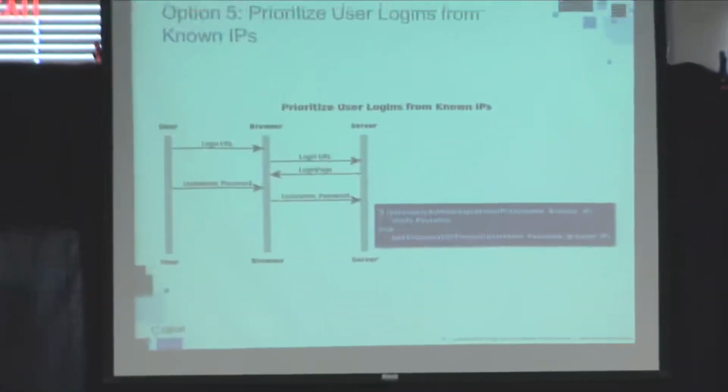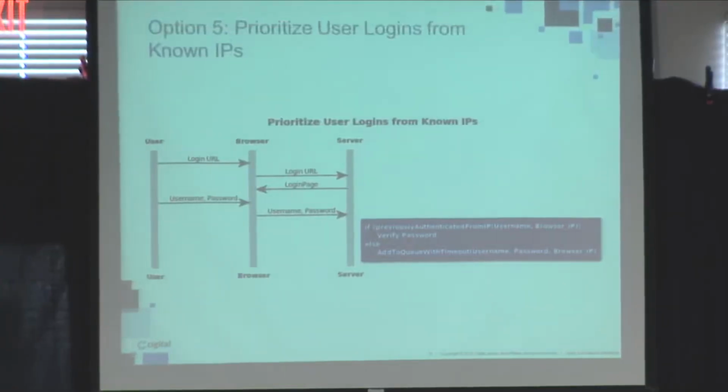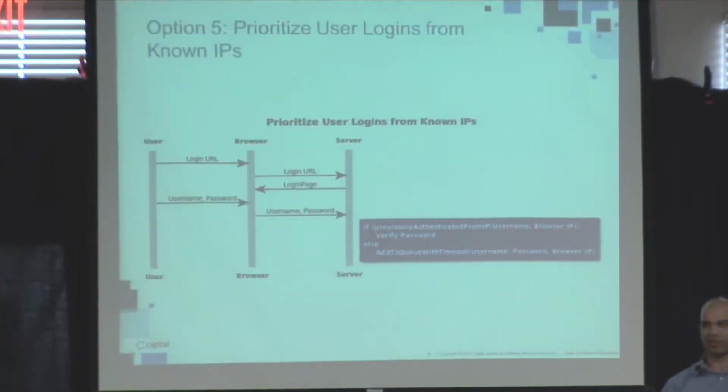Now the last approach we're going to talk about is prioritizing user logins from known IPs. For a lot of applications, the majority of our users are going to log in from IP addresses that they've logged in from before. Most users aren't going to log in from a completely different IP every single time. And we can use that to help us in some cases.